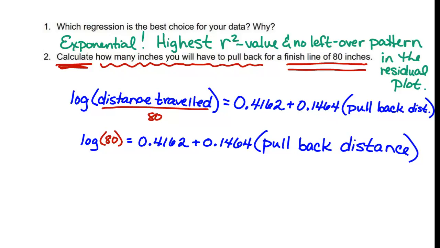So I want you to work backwards and solve. Let's figure out approximately what the pullback distance would need to be. Leave everything on your calculator and just use that answer key if you need to, so that we keep it exact until the very end.